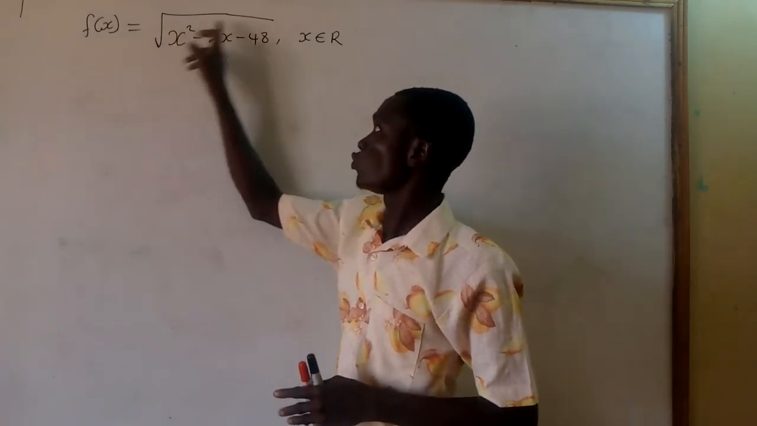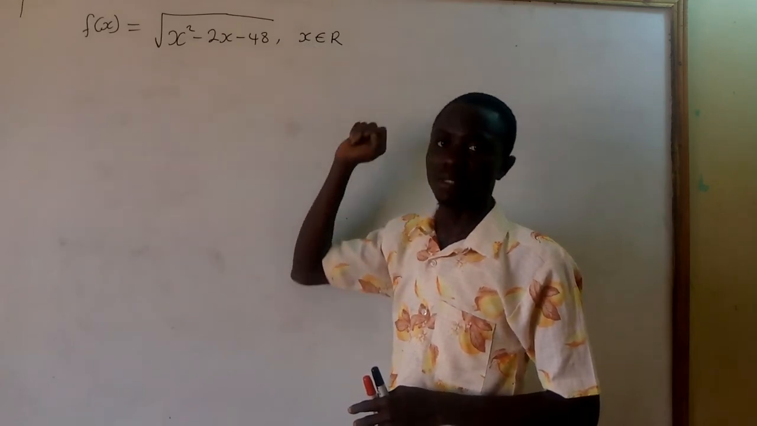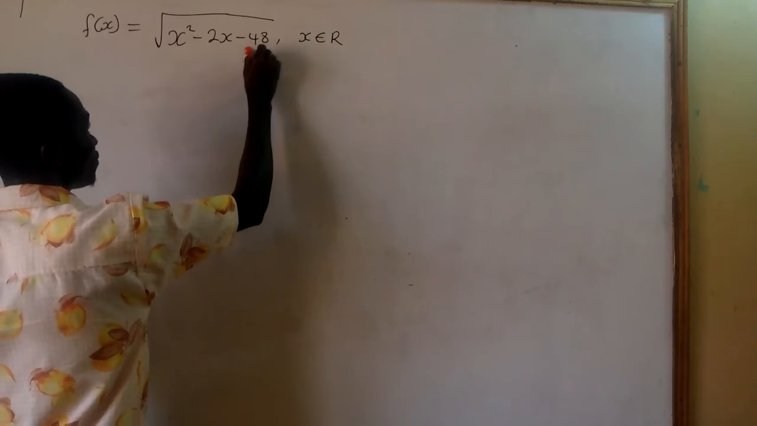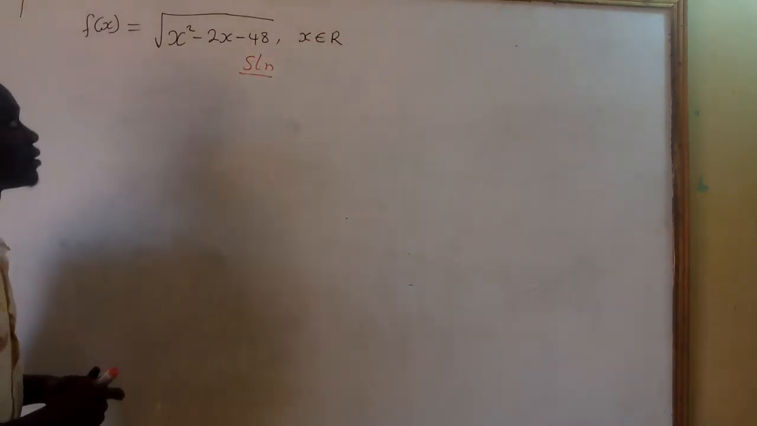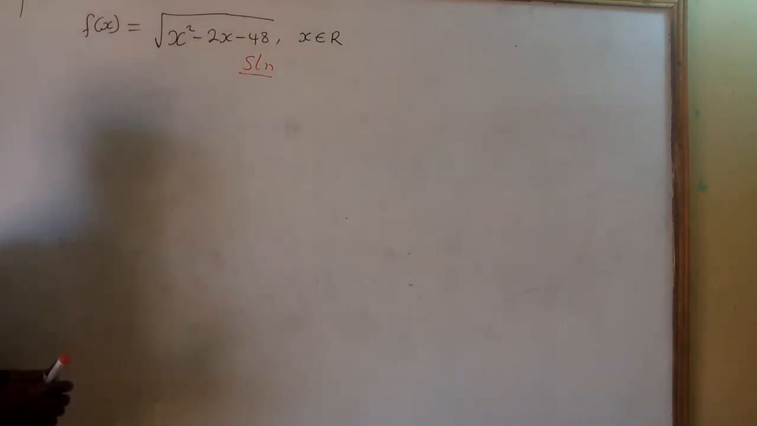F of x equal to square root of x squared minus 2x minus 48, where x is a subset of real numbers. How do you find the domain of this algebraic function? Pause the video and give it a try. After that, you leave your answer at the comment section.